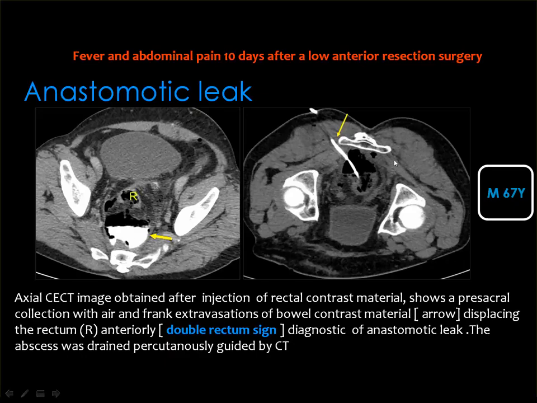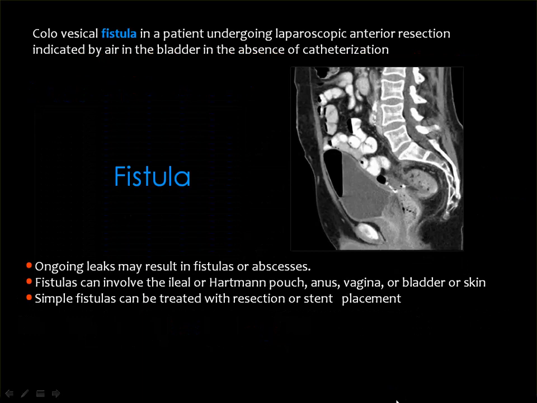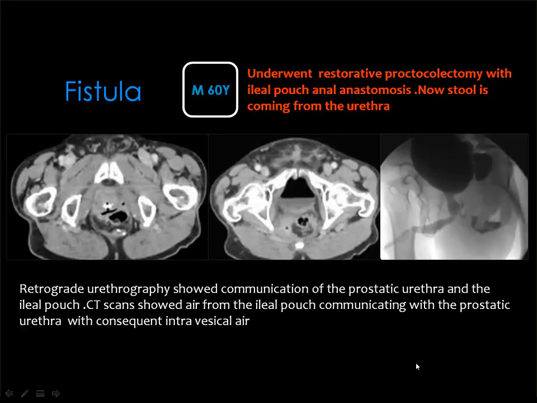And actually, CT is one of the good modalities to guide percutaneous catheter drainage of such leaks. Then fistula is also one of the complications, and you get fistula between the colon and the bladder, between the colon and the ureter, between the vagina, and so on. Then, how to diagnose this? One of the ways is to inject contrast material.